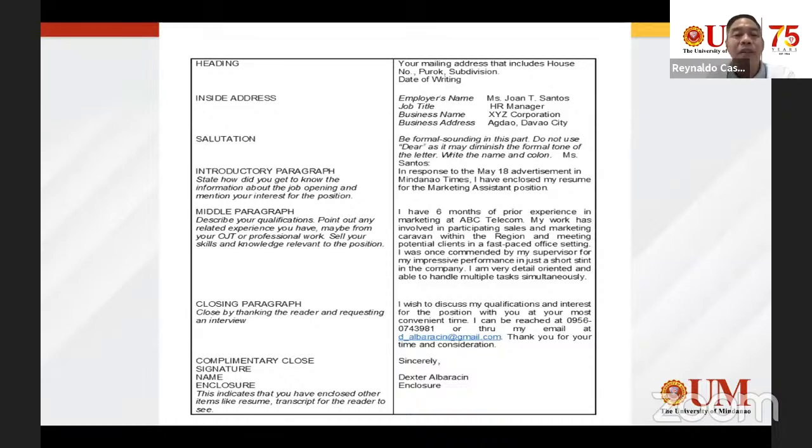Okay. Then your introductory paragraph. It says here that you state how you got to know the information about the job opening and mention your interest in the position. Now, why do you have to mention how you got the information about the position? Number one, because that's important to them. They are interested in where you got the information, especially if they did a massive information campaign or promotion or dissemination about the job openings. So they would like to know whether what they did is effective.